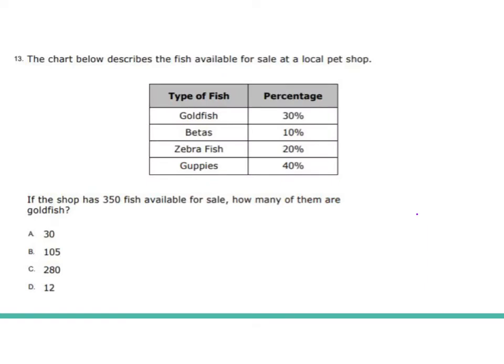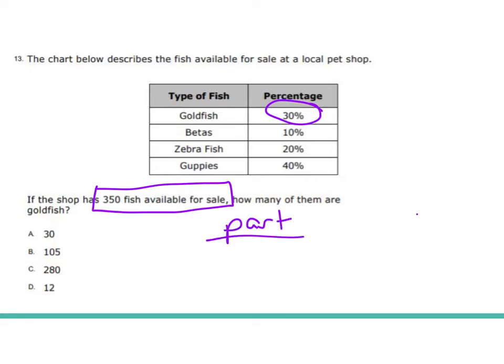Okay, number 13 was in your benchmark, so this has to do with percent. So we're going to go ahead and read this. The chart below describes the fish available for sale at a local pet shop. So you have goldfish, betas, zebrafish, and guppies. The shop has 350 fish available for sale. How many of them are goldfish? So they are telling us 350, so I need to determine if that is going to be my part or the whole. And then we have goldfish is 30%. So we have part, we have whole number, and then percent over 100.